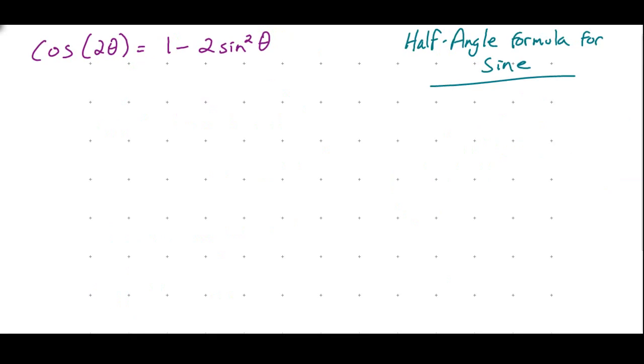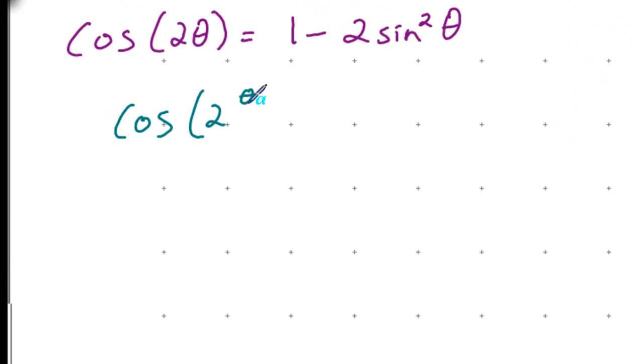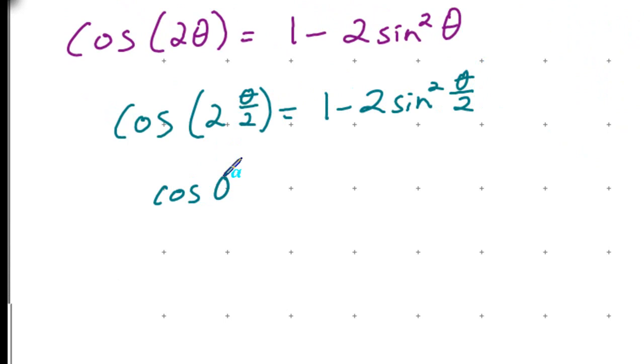And to find the half angle formula for sine, I'm going to use my double angle of cosine formula, but the one that involves a sine function in there, so I can solve this. And again, I'm going to use the same idea as I've done before, and I'm going to substitute in for angle theta of theta over 2: cosine of theta equals 1 minus 2 sine squared of theta over 2.